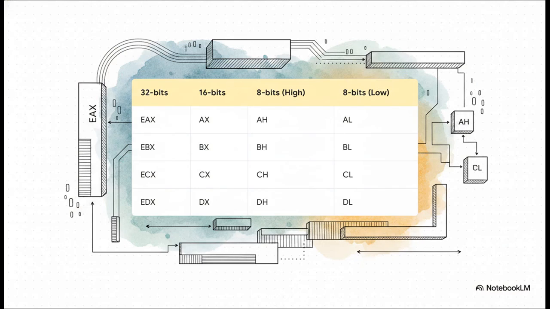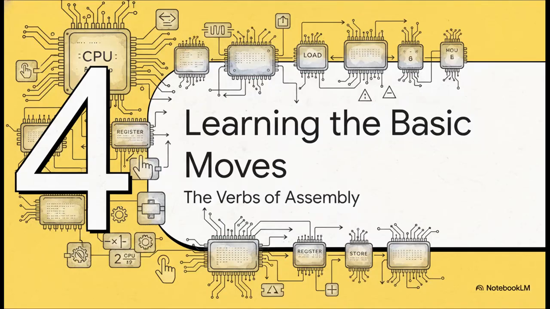Now, what's really clever is how these registers are organized. Take the EAX register, for example. The E stands for extended, and it's 32 bits wide, but you can choose to only work with the lower 16 bits by calling it AX, and you can break that down even further into two 8-bit chunks, AH for the high part and AL for the low part. This setup gives programmers incredibly precise control over the data they're handling. Okay, so we've got our scratch pad, the registers. Now we just need to learn the basic commands, the verbs that tell the CPU what to do with the numbers in those registers.